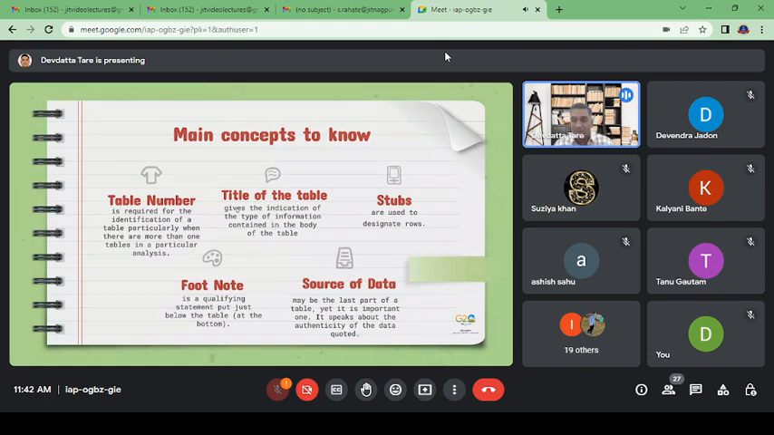And how should it be given? It should be given in sequential form. If your first unit has one table, it should be numbered 1.1. If your first unit has 5 tables, they should be numbered 1.1, 1.2, 1.3, 1.4, 1.5. If it goes on to unit number 2, the tables should be numbered 2.1, 2.2, 2.3, and so on. So that immediately looking at the table number, you will be able to understand which chapter, which part, which paragraph it is related to.